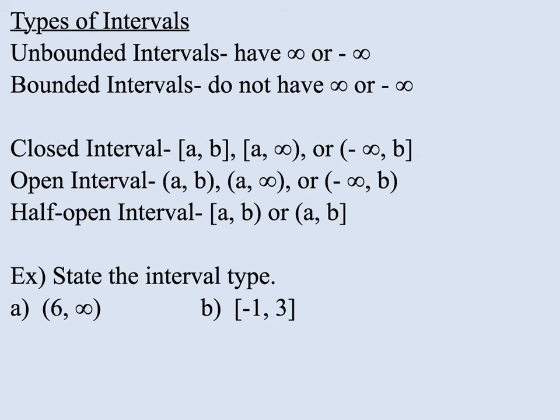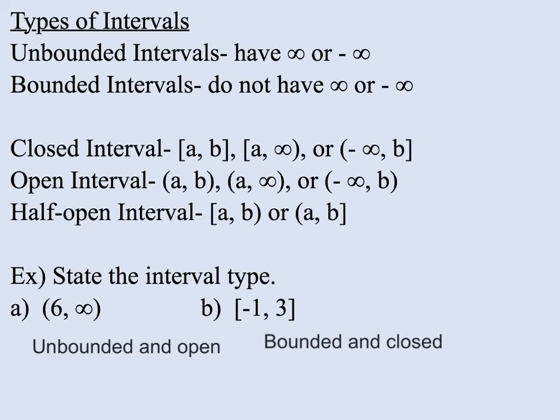So if we are going to state the interval type of examples A and B down below, A would be unbounded and open. Okay, unbounded because it does have infinity in it, and open because the number that it has is a parenthesis. And when you go to example B, it would be bounded and closed. Okay, bounded because it does not have infinity, and closed because both of the numbers have brackets.